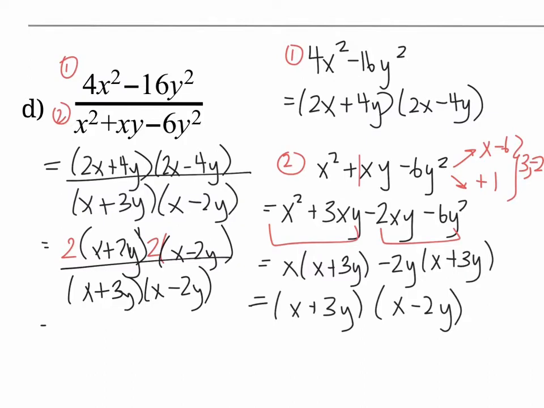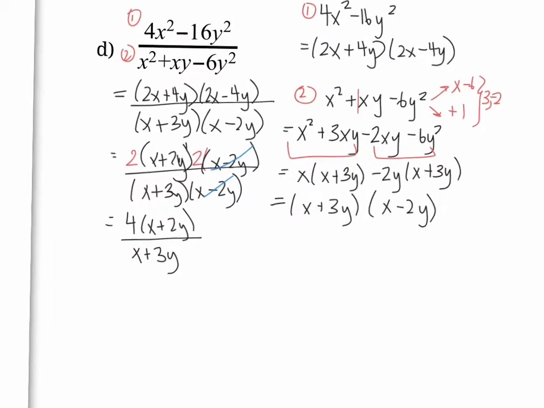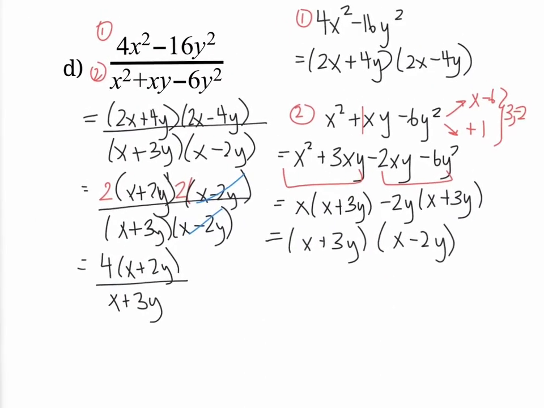Okay, and now we can cross out. These two are going to go away. In the numerator, we're going to have 2 times 2 right here. The 2 and the 2, that's going to make 4. So we've got 4 times x plus 2y all over x plus 3y. And we are done. Only step left is coming up with our restrictions.